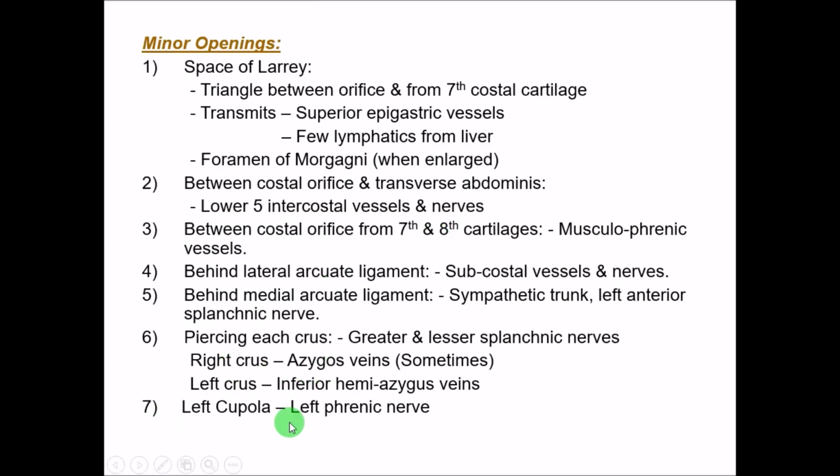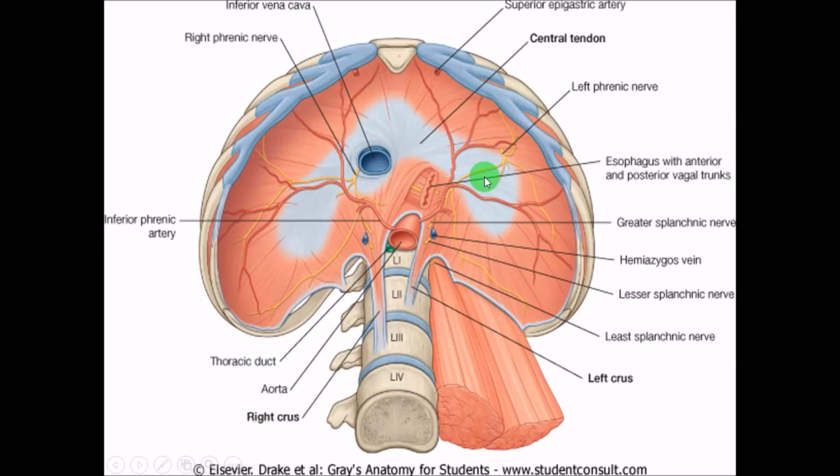Okay, then the left cupula. Okay, left phrenic nerve. So from the cupula means the dome of the diaphragm. Okay, from the left cupula will be the left phrenic nerve. Okay, on the right phrenic nerve, as we saw, it will be entering into the abdomen through the inferior vena cava. So it is not piercing the diaphragm. Okay, so only the left phrenic nerve will be piercing the dome of the left side.